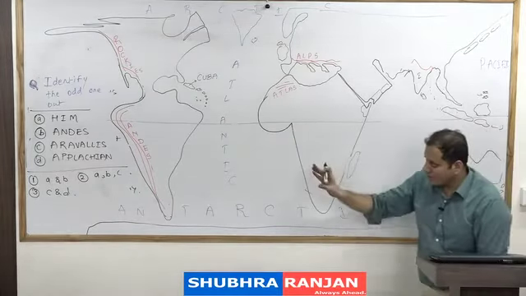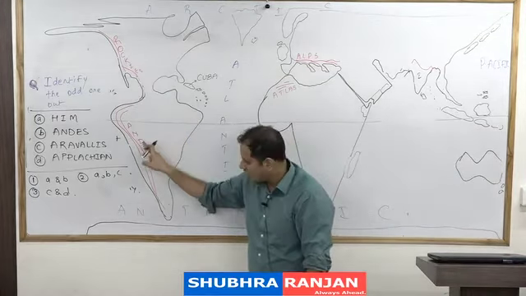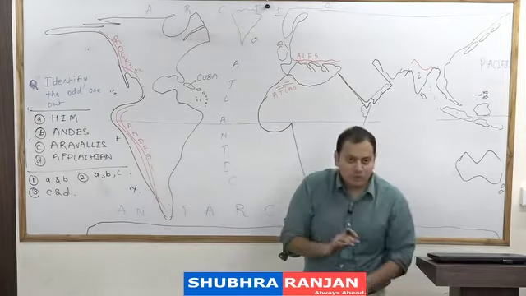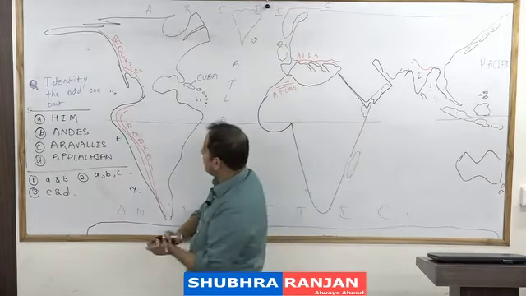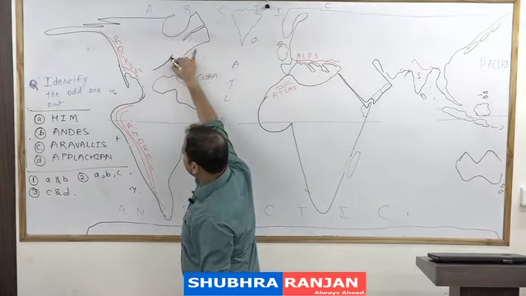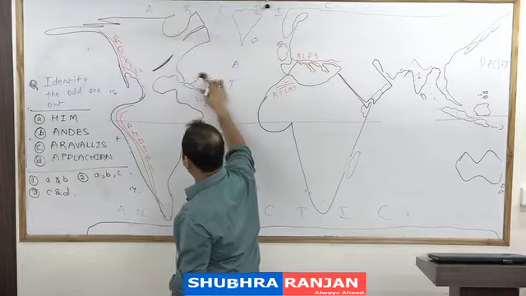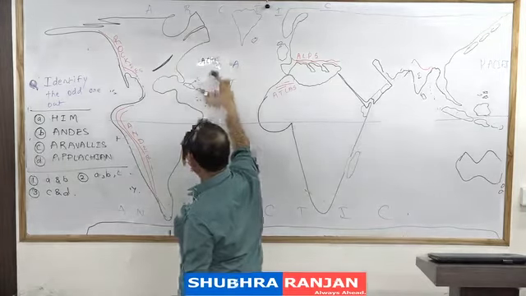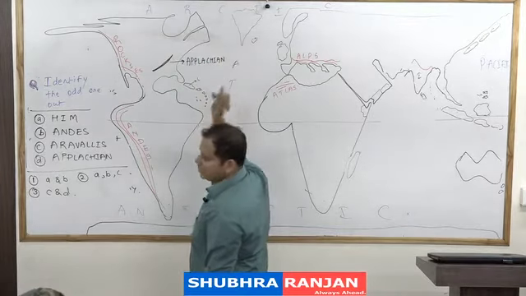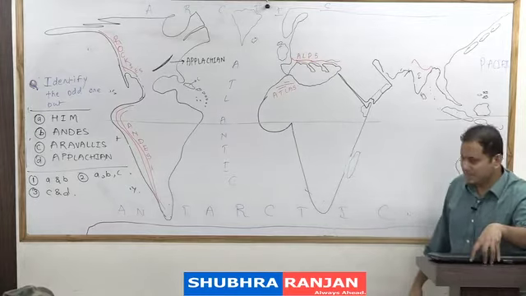These are not young fold mountains, Aravallis and Appalachians. Young fold mountains are Rockies, Andes, etc. So where is this Appalachian? The other mountain which is here, this is what is in USA is known as Appalachian. Just know the location, क्योंकि ये हमें बार-बार लगे, we will require it many times. Appalachian mountains.